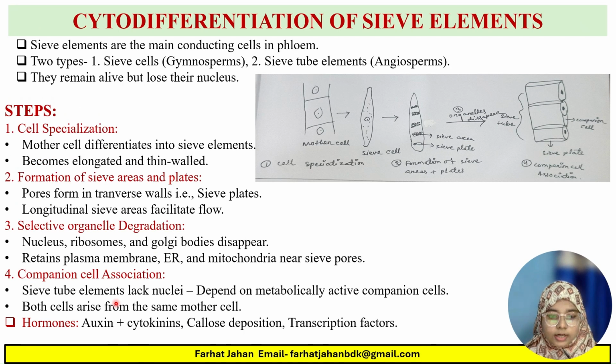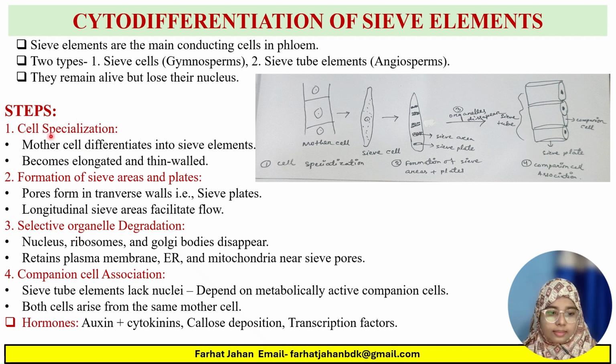Let's move to the next portion, that is cytodifferentiation of sieve elements. Sieve elements include sieve cells in gymnosperms and sieve tube elements in angiosperms. They remain alive but lose their nucleus. Sieve elements are the main conducting cells in phloem. The steps involved in the cytodifferentiation of sieve elements can be underlined in a few headings.